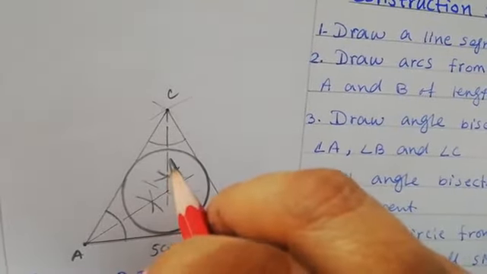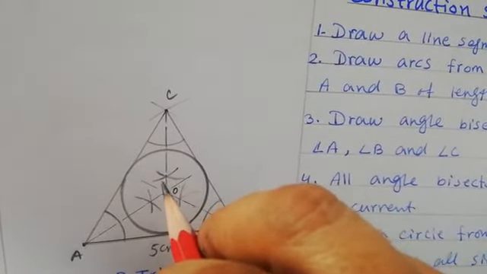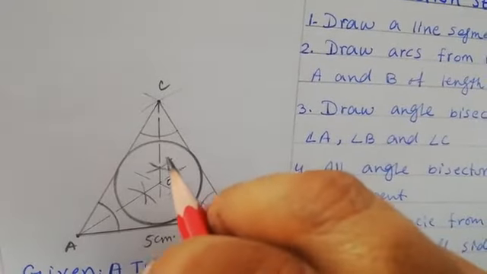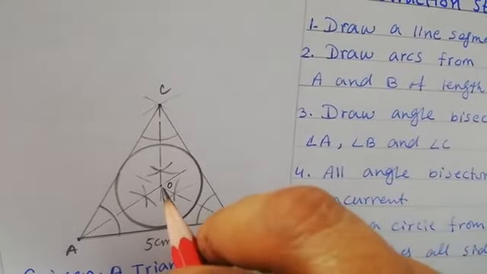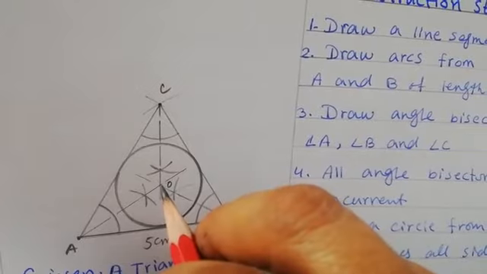Dear students, remember one thing: when you are going to draw the angle bisector or perpendicular bisector, do not change the length of the compass. Okay, and now all these angle bisectors are concurrent. Concurrent means they will intersect with each other at a single point O. O is the center of the circle.